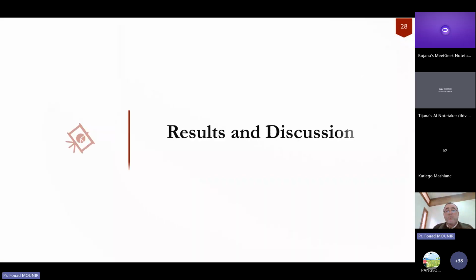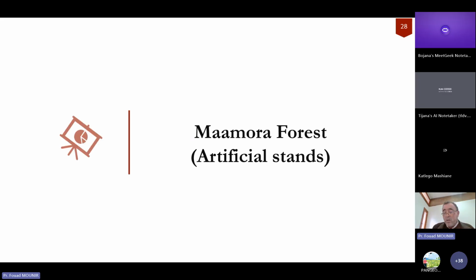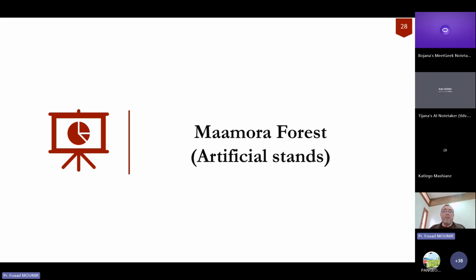And as a result, we can say we got some very interesting results. Mainly, this is the result from Maamora for the Maamora artificial stand. We were able first to do the alignment of the data. Then the first result we can see here is the alignment of TLS and ULS data, which gave us the whole structure and the three-dimensional view of our stand.